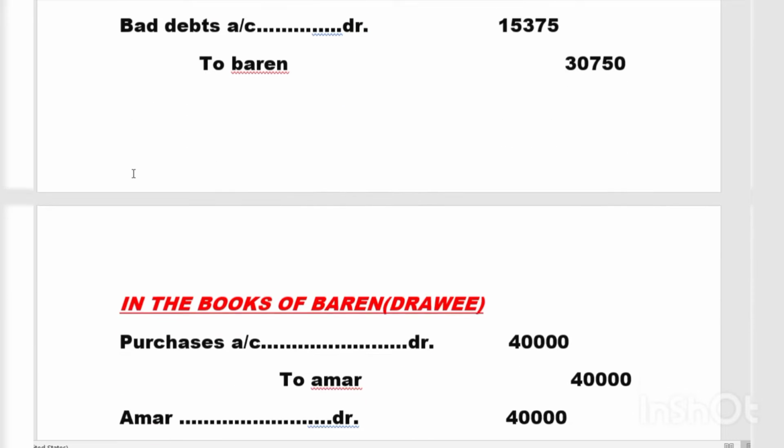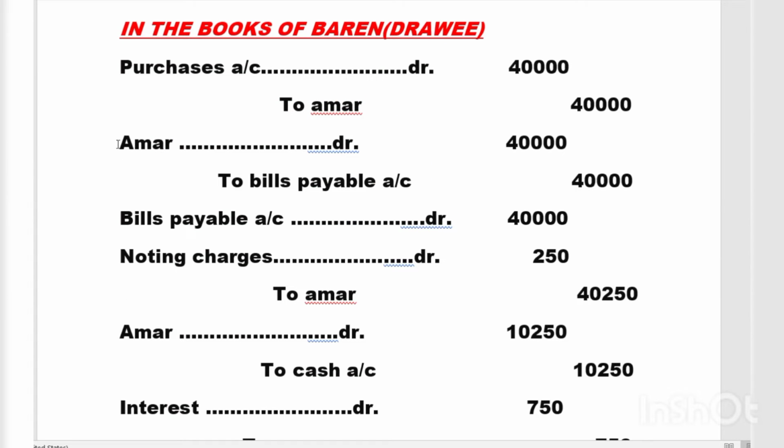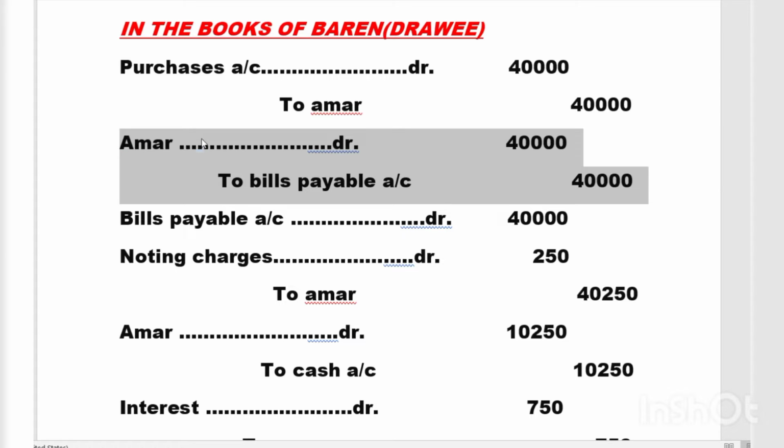And Barin is accepting the bill and sending it to Amar. So the entry will be what? Amar account debit to bills payable account. In the books of drawee we write bills payable, and in the books of drawer we write bills receivable. Amar account debit to bills payable account, same amount 40,000.